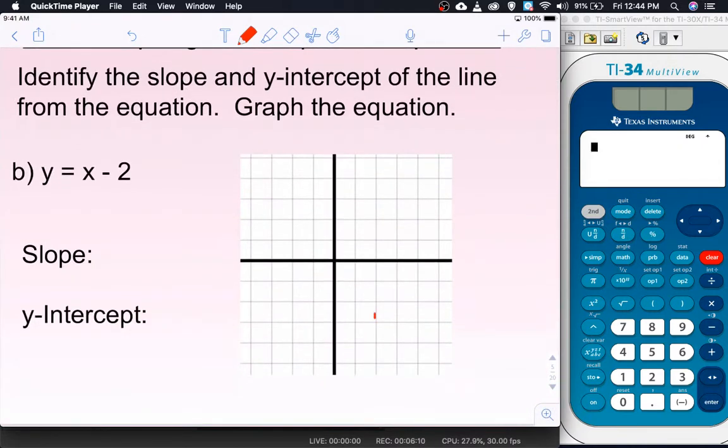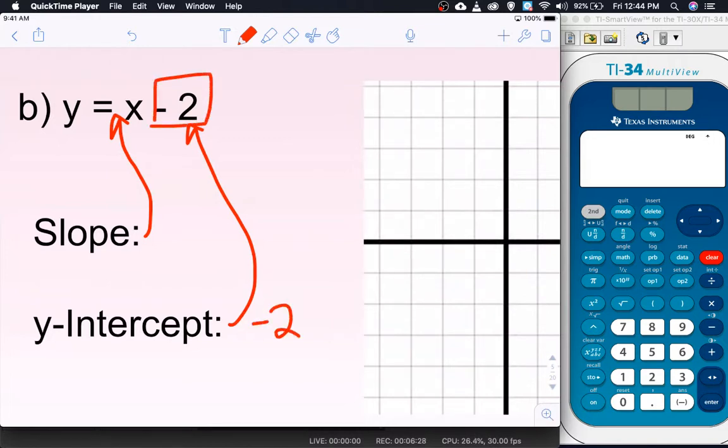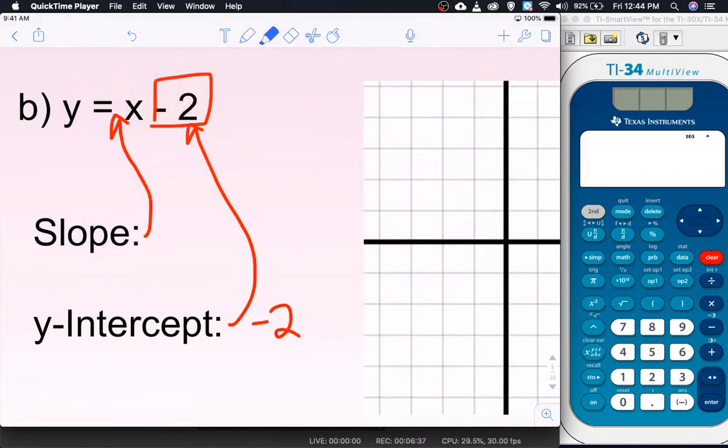Letter B, same deal. So my slope is the number in front of the variable. It's in front of the x, I should say. And my y-intercept is the constant. So in this case, my y-intercept is a -2. Yes, the negative comes along with it. It is a -2. My slope is the number in front of the x, which you don't see one. It's because it's a ghost 1. My slope is 1.